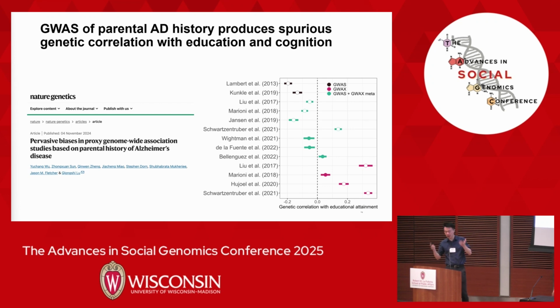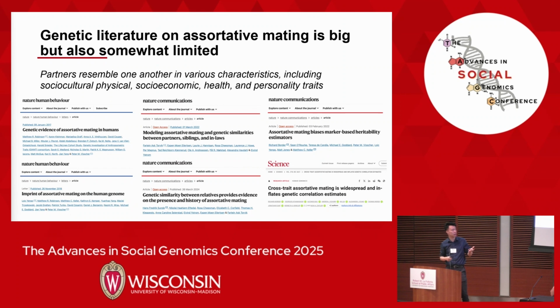So then I'll take one step back and then talk about assorted mating. We didn't expect there's a connection between these two seemingly completely different topics. But then we're very interested in assorted mating. Everybody in social genomics is interested in assorted mating in recent years. It's a big, but also somewhat limited literature.